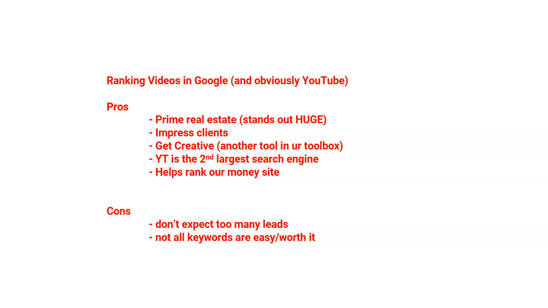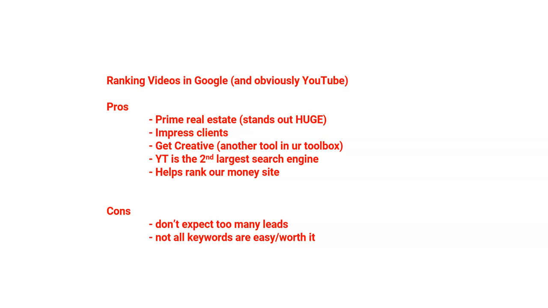This video, we just want to cover a little bit about ranking videos in Google and obviously ranking videos in YouTube. One of the reasons you want to look into ranking videos in Google is it's prime real estate. What do I mean by that? When you do a search for any local phrase, and I'm talking purely ranking videos for local SEO, right? I'm not talking big affiliate or big national keywords. I'm talking for local real estate.